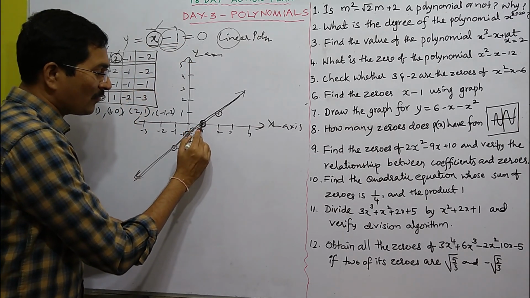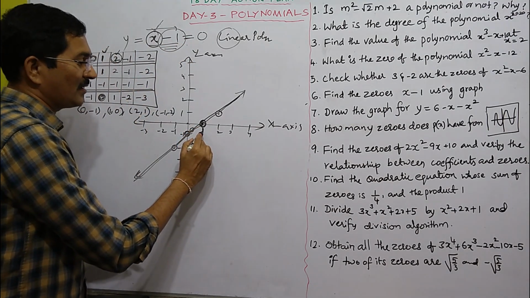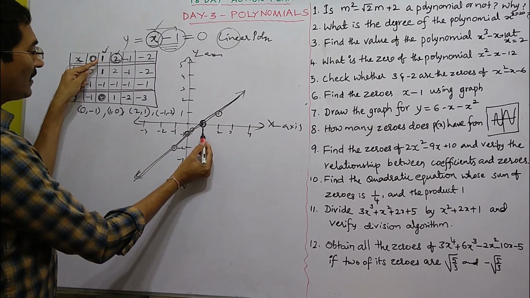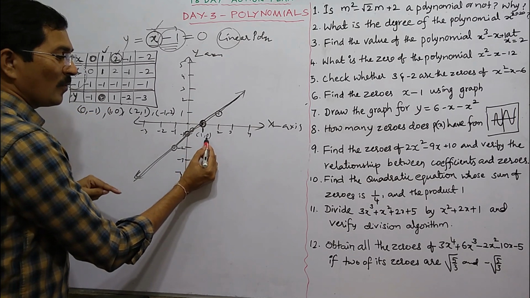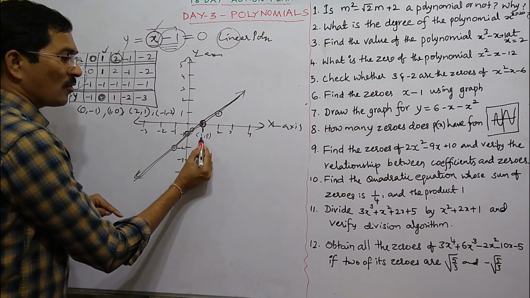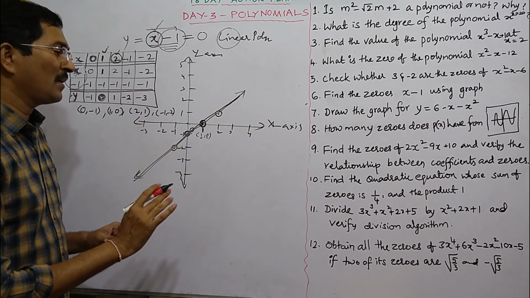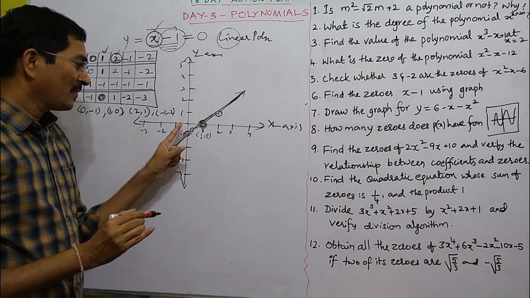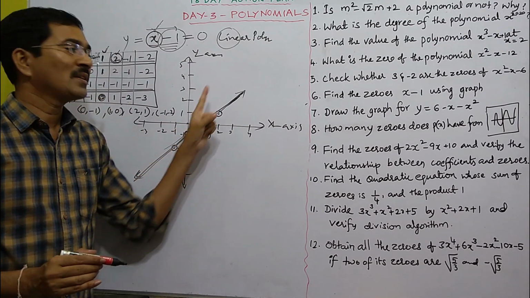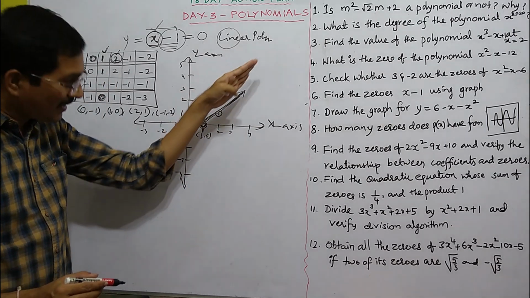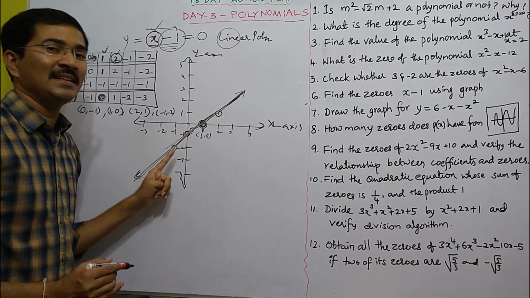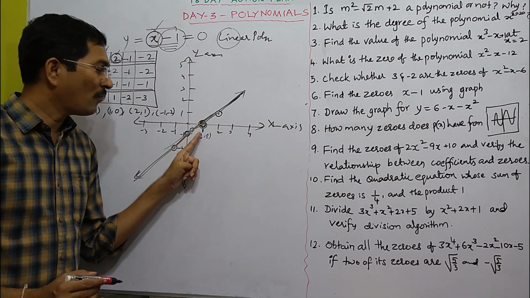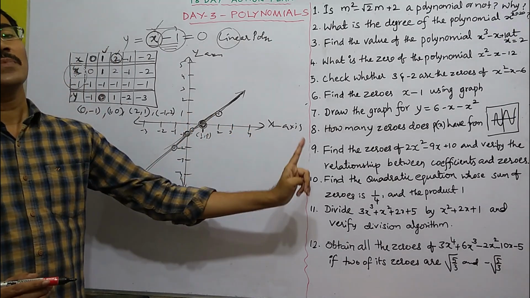So here, what is the value of x? The value of x is 1. Yes or no? You see, what are the coordinates? 1 comma 0. So where the second coordinate is 0, the first coordinate happens to be the zero of the polynomial. That is, where this graph touches the x-axis, there the x coordinate is called the zero of the polynomial. So when you draw a graph, it touches the x-axis at some point. In that case, there the value of the x coordinate is the zero of the polynomial.